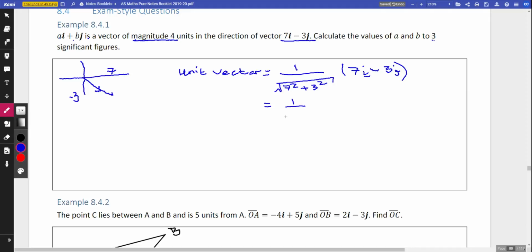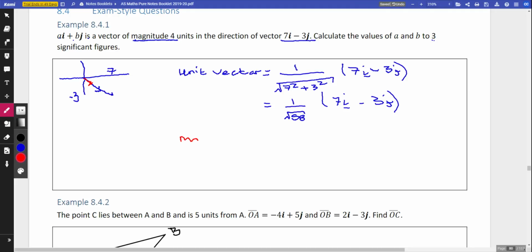So we get 1 over the square root of 58 times 7i minus 3j. So that's that vector as a unit vector. So I now know this. I want that to have length 4. So I want to work out what that's going to be if it's got length 4.